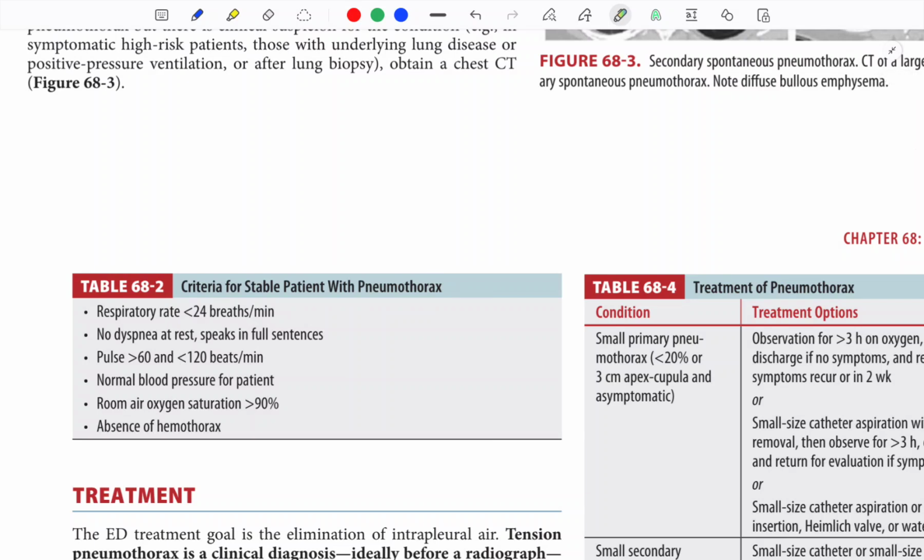What is the criteria for a stable patient in a pneumothorax? Respiratory rate less than 24, no dyspnea, speaks in full sentences, pulse is more than 60 and less than 120, normal BP, normal saturation on room air, and no hemothorax. Do aspiration and tube thoracostomy.